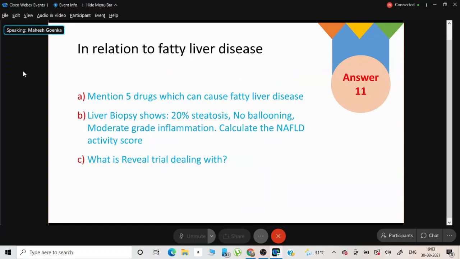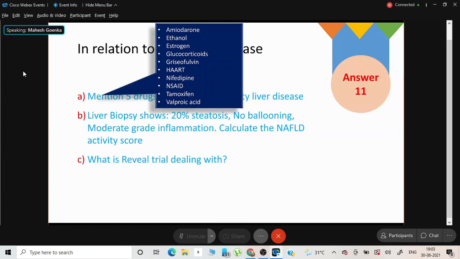Sure, sir. Okay, so mention 5 drugs which can cause fatty liver disease, and you can mention any 5 of these: amiodarone, ethanol, estrogen, glucocorticoids, HAART, nifedipine, NSAID, tamoxifen, valproic acid. Now let me tell you that there may be more drugs, but the commonly mentioned drugs would be in the model answer. So don't talk about drugs which are very, very rare.